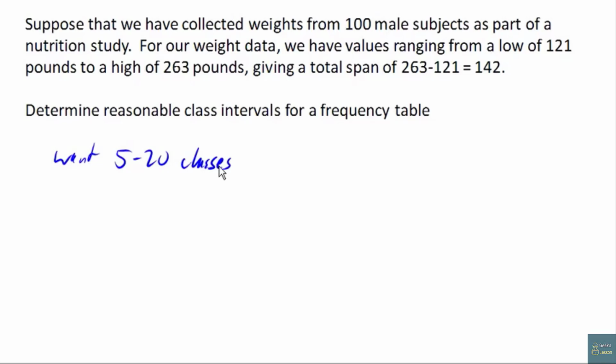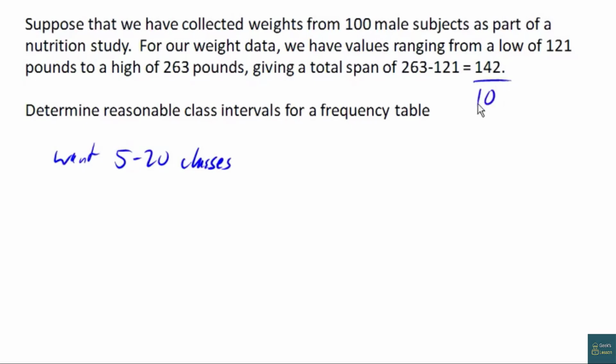And then oftentimes it's nice to have the ranges start at nice values, though that's not necessary. But it is important that each interval be the same size. And so we could say, with our 142 values here, we would have a lot of options. Let's consider a couple.